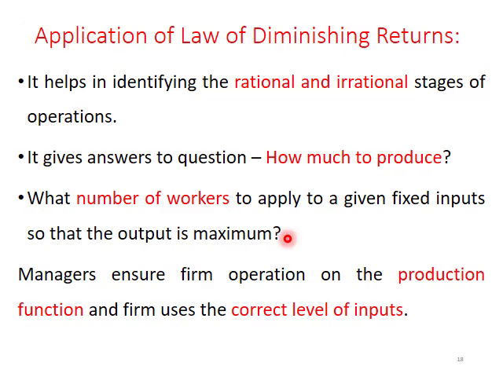And the next application is what number of workers to apply to a given fixed input so that the output can be maximum. As we discussed before, just adding variable input continuously to a fixed input, adding more and more variable input, may not provide maximum output. So diminishing returns tells us the number of workers to apply to a given fixed input so that the output is maximum.